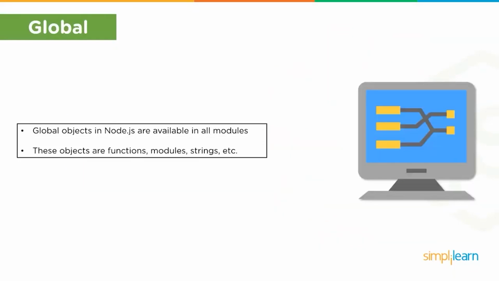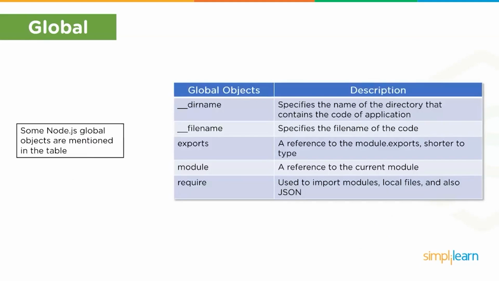Now these objects are functions, modules, strings, etc. Some Node.js global objects are mentioned in the table. You have dirname, that is the directory name, filename, exports, module, and require.